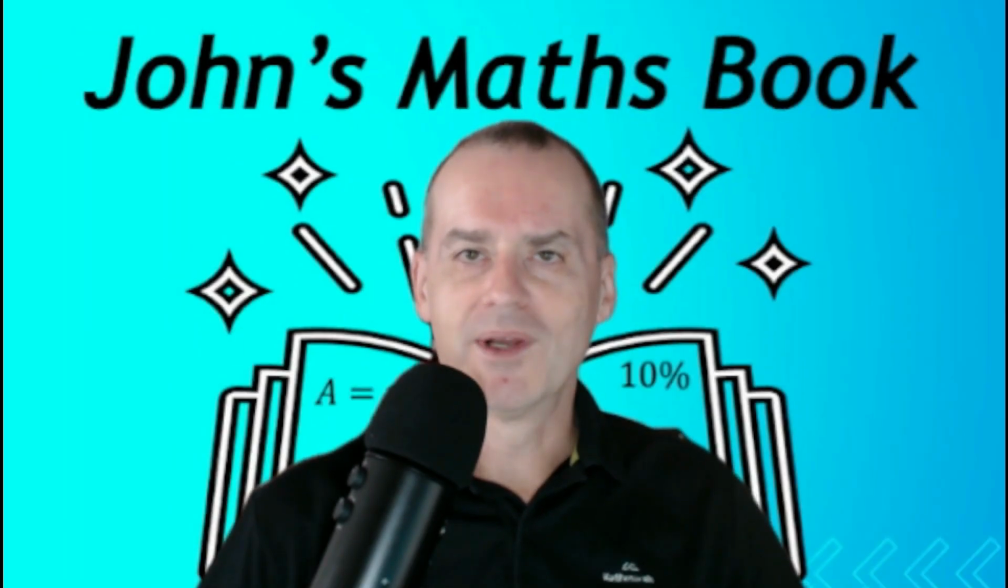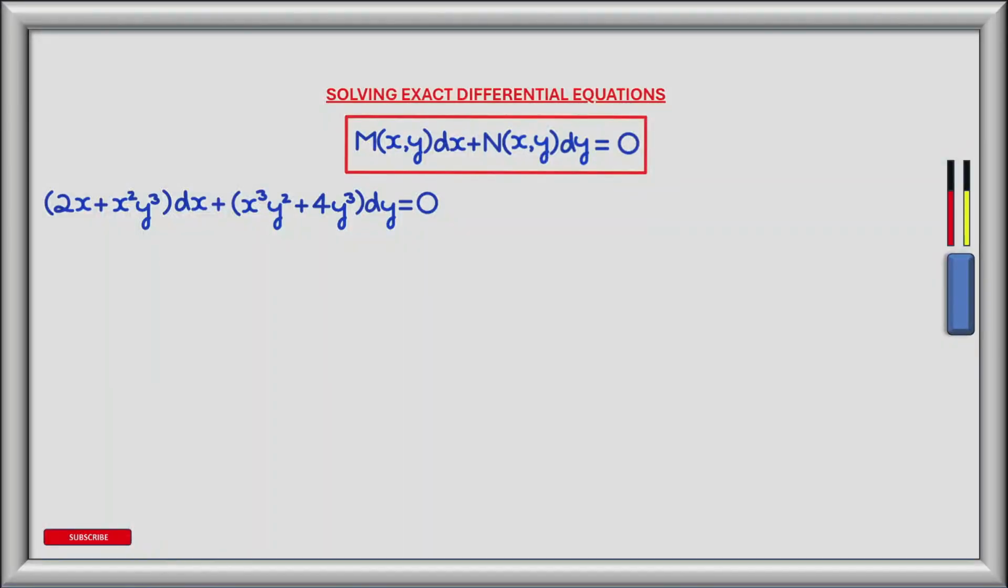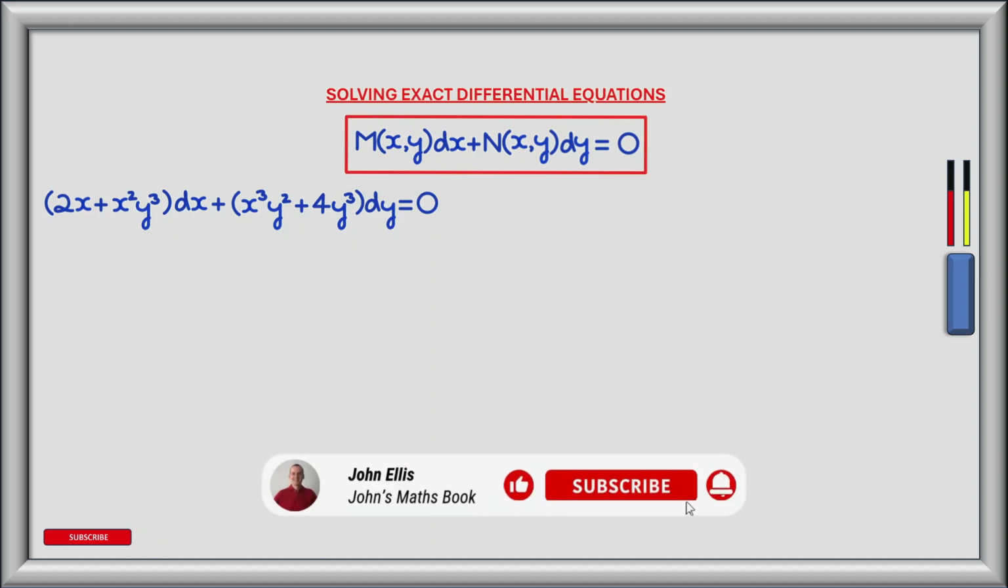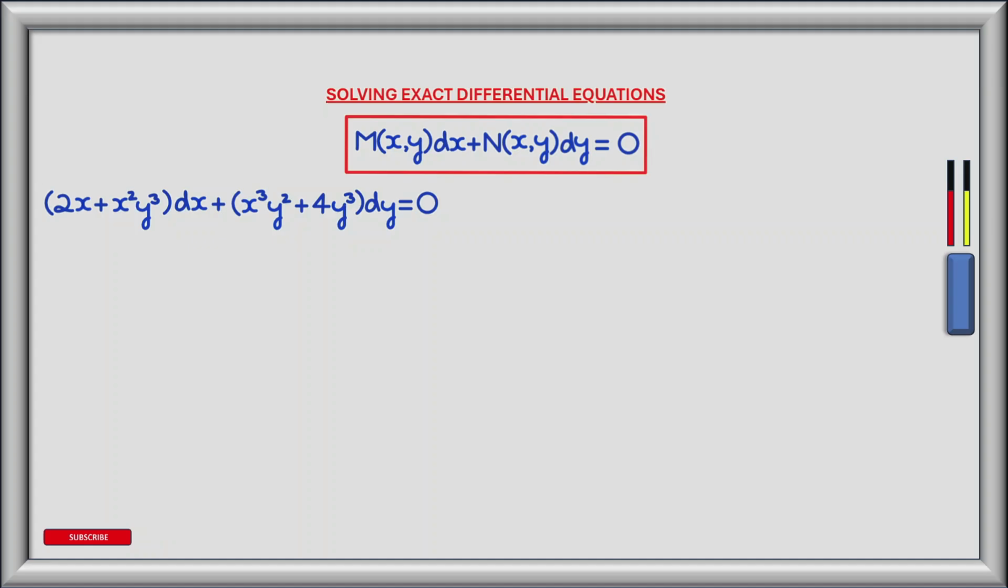Without further ado, let's go over to the whiteboard. Let's check if this differential equation is exact. And if it is, let's solve it using the techniques we learnt in the first two videos of this series. If you haven't yet watched these, then I urge you to do so, as I'll be drawing on the knowledge gained from these in order to solve this equation. I'll drop a link to both in the description of this video.